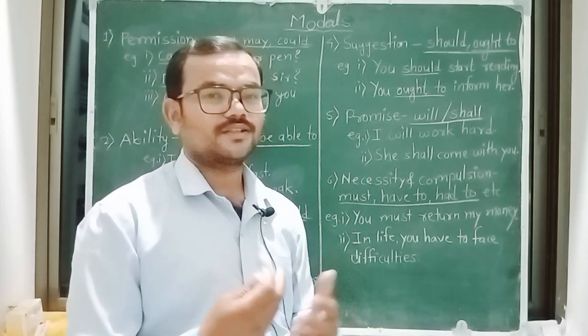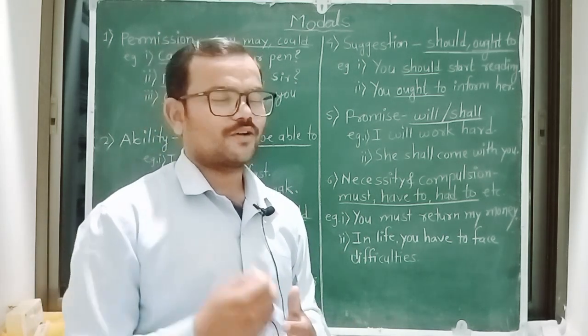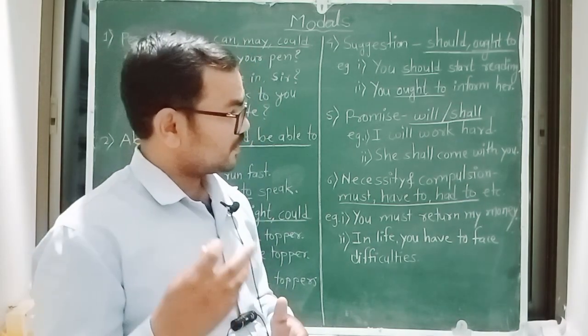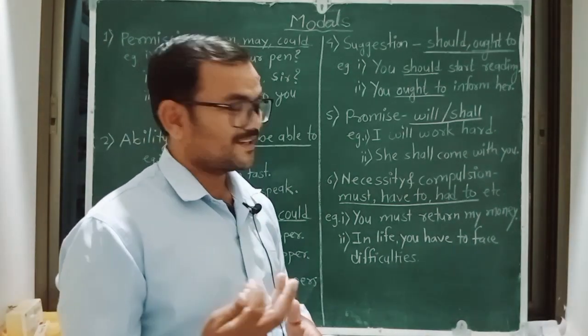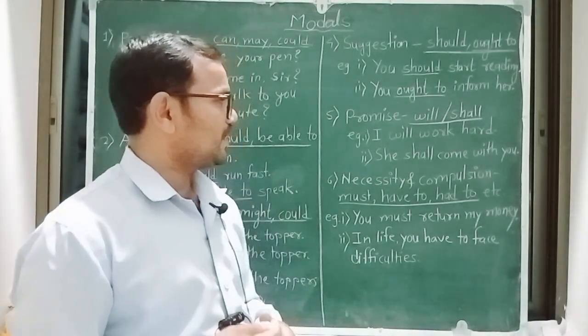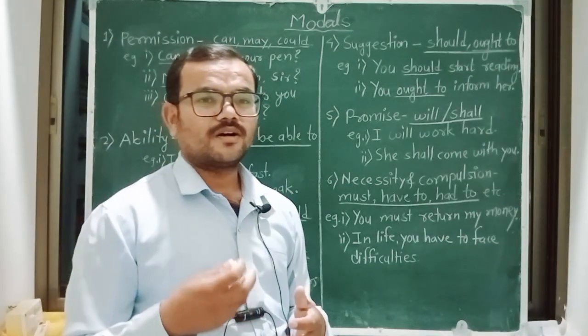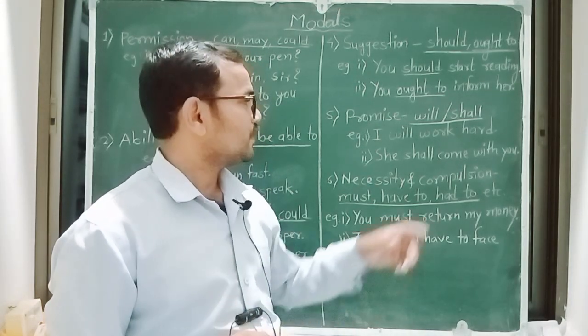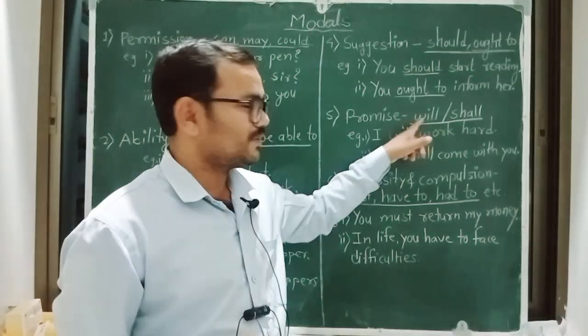In the second example, she shall come with you. As she is a third person pronoun, it should be followed by will, but here we have shall. So shall is a modal auxiliary which again expresses promise. She shall come with you. So these are the two modal auxiliaries, will and shall, which express promise.